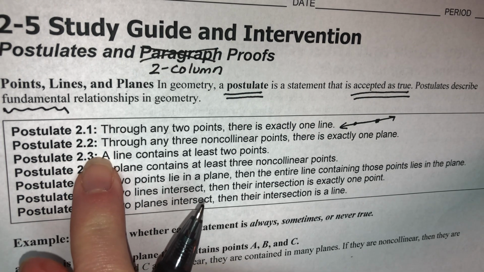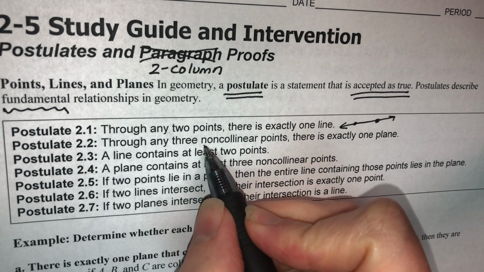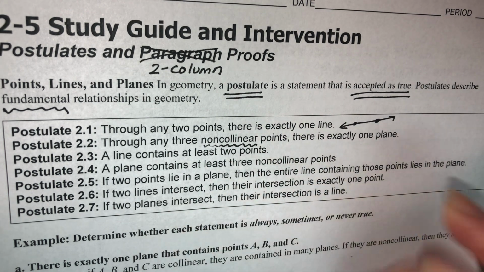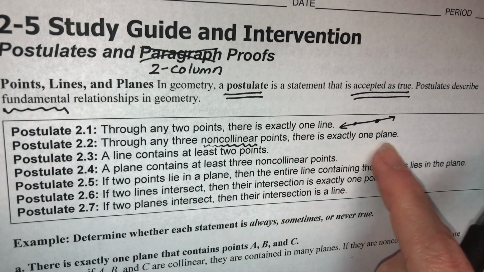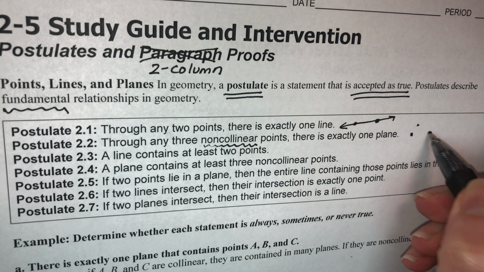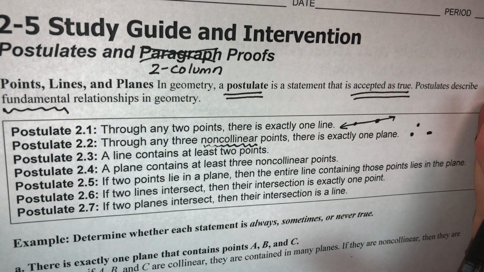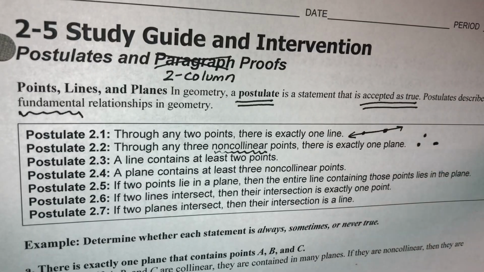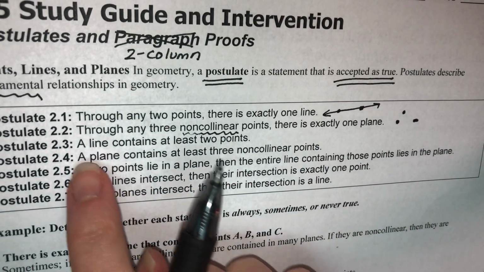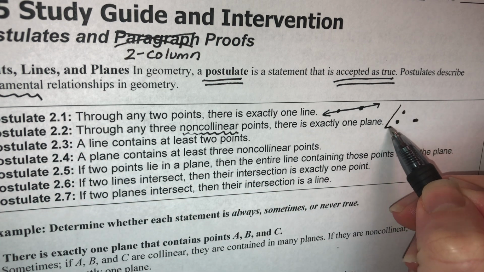The next postulate, 2.2, says through any 3 non-collinear, which means not on the same line, points, there is exactly one plane. So basically, if I put down 3 points in any kind of triangular fashion, that is just going to create one flat plane that the points are falling upon. Okay. Postulate 2.3. Oh, I'll go ahead and draw a plane around those.